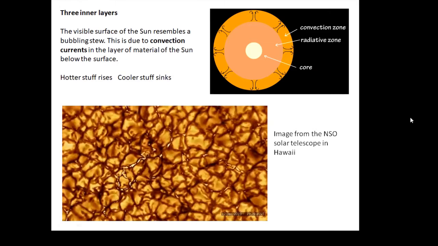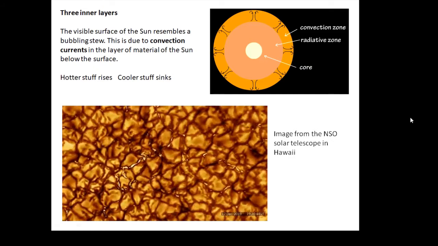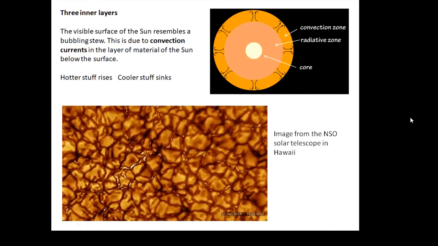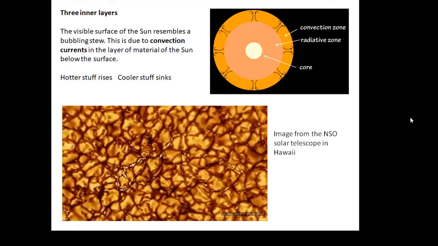Hotter stuff rises, cooler stuff sinks, and this is how energy works its way to the surface. It's all about energy working its way to the surface. And here's a very nice image of the surface of the sun taken by a telescope in Hawaii.